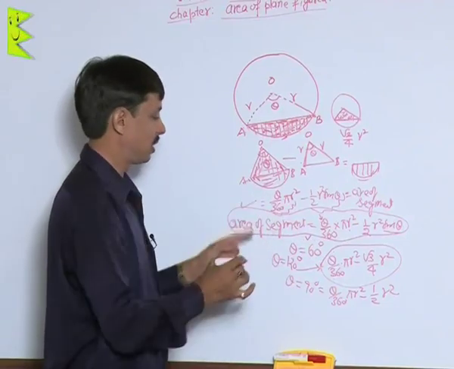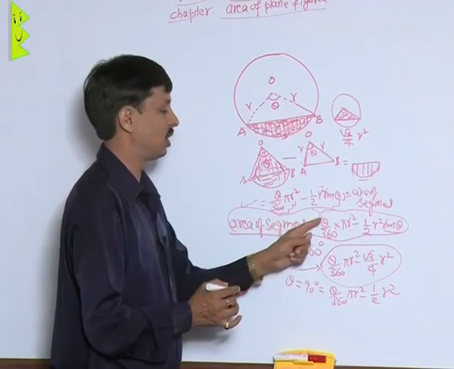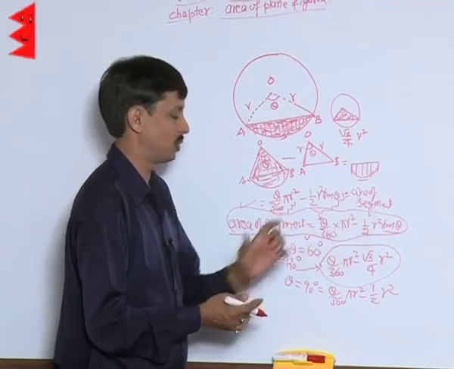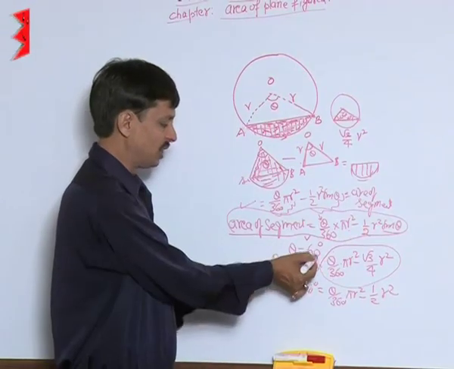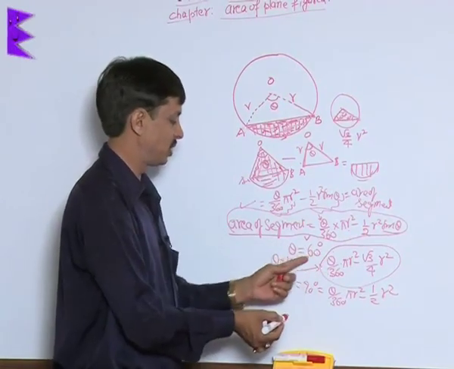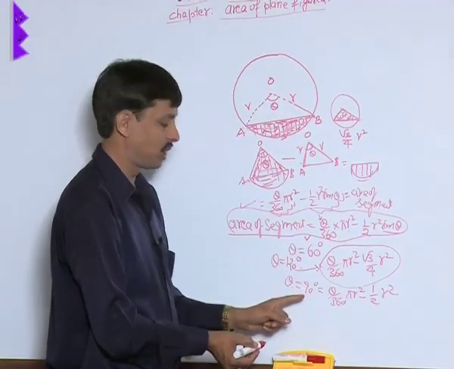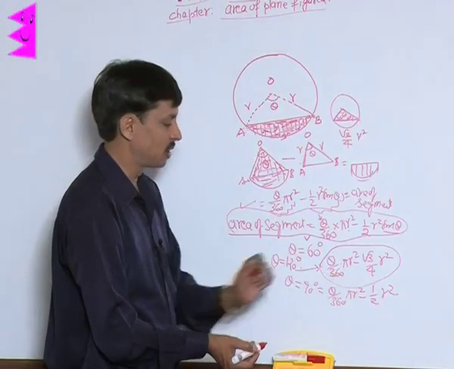You have to remember this formula of the area of the segment: theta upon 360 pi r square minus half r square sin theta. These are the two special cases. When theta is 60 or 120, you can apply this formula. When theta is 90, you can apply this formula.